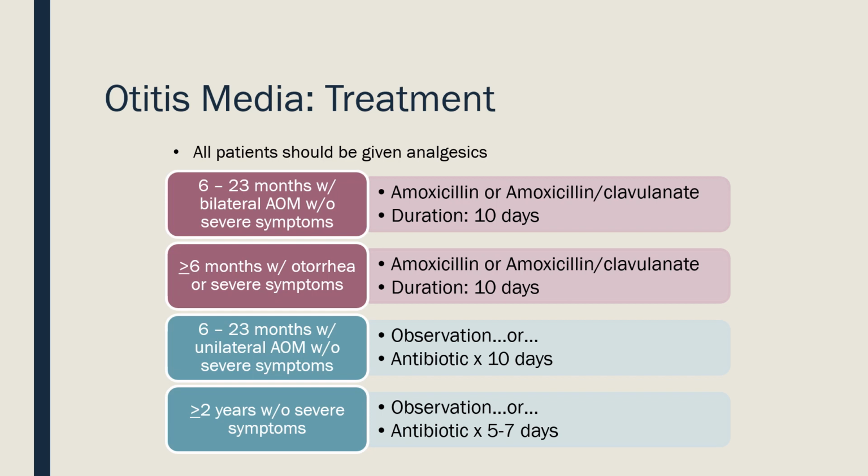If observation is chosen, there must be a plan for the parents to follow up in 48 to 72 hours for persistent symptoms. This plan could be a scheduled follow-up visit or a backup antibiotic prescription to be filled only if symptoms persist. Persistent symptoms for 48 to 72 hours after treatment requires a repeat ear exam. If otitis media is present, you can initiate or change antibiotic therapy. If symptoms persist despite appropriate antibiotic therapy, consider intramuscular ceftriaxone, clindamycin, or tympanocentesis.